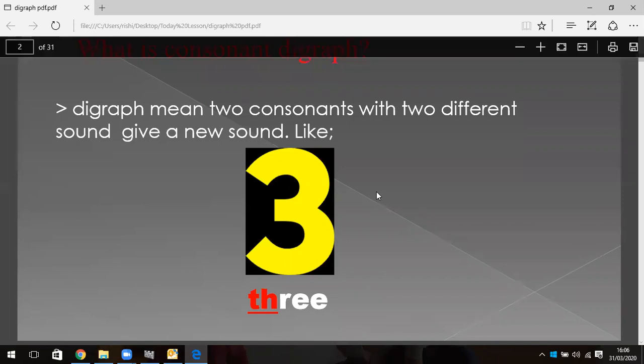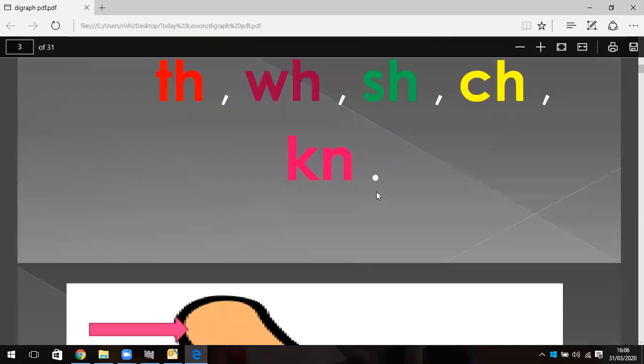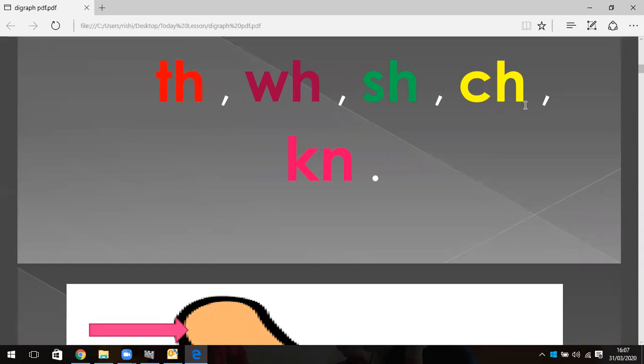Now, let's see what digraph we're going to learn today, KG. I'm just going to show you on the screen, okay? I will mark it. Let me mark it. See this. If you can see, we have the two consonants. One is C and the other is H. When C and H come together, it gives the sound of ch, ch, ch.